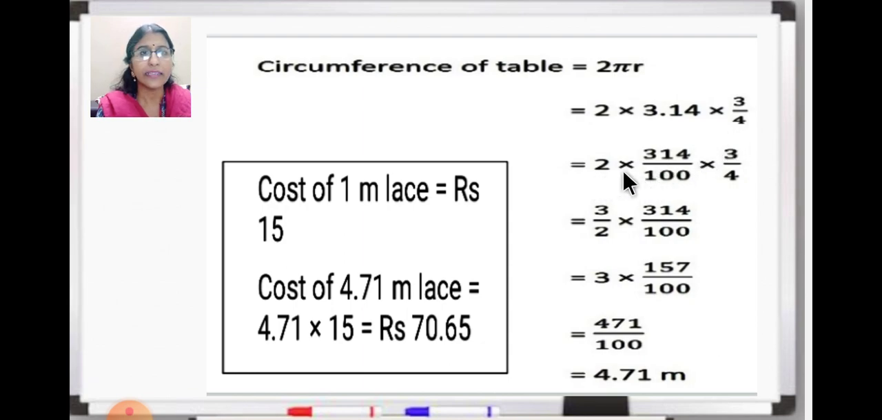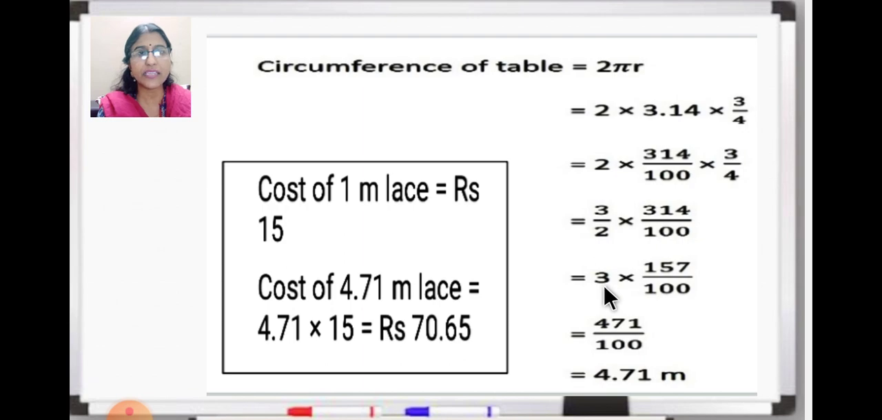Then we'll solve it. It is equal to 2 into, now this is in decimal, we'll convert it into a fraction. It will become 314 upon 100 into 3 upon 4, and then this 2 we can reduce, 2 2s are 4, so you will get 3 upon 2. This 3 will come here and 2 will be in the denominator, multiplied by 314 upon 100, and then both are divisible by 2. So when you reduce, this 2 will go, it will be 1, and here you will get 157.